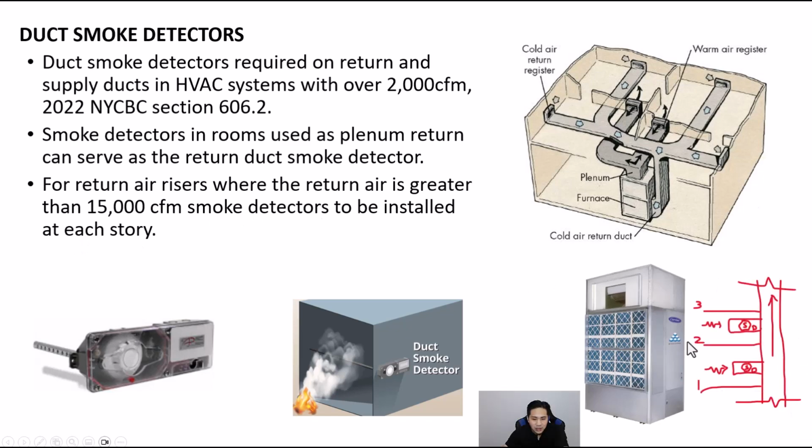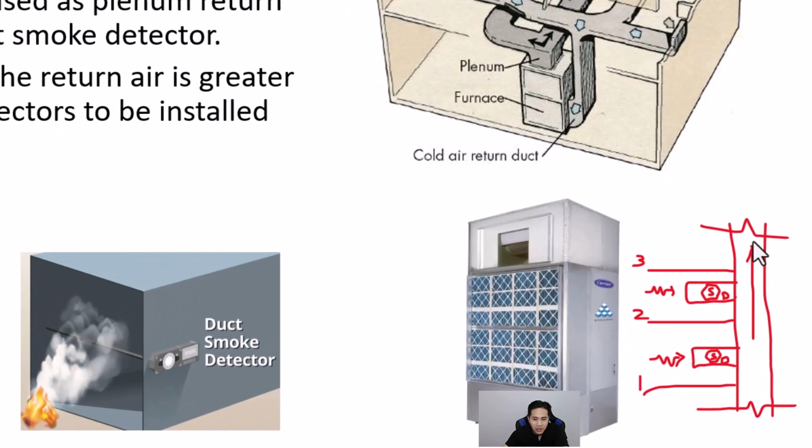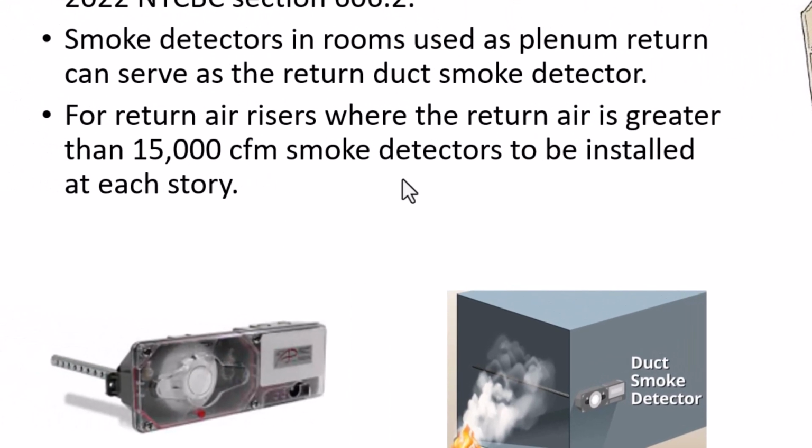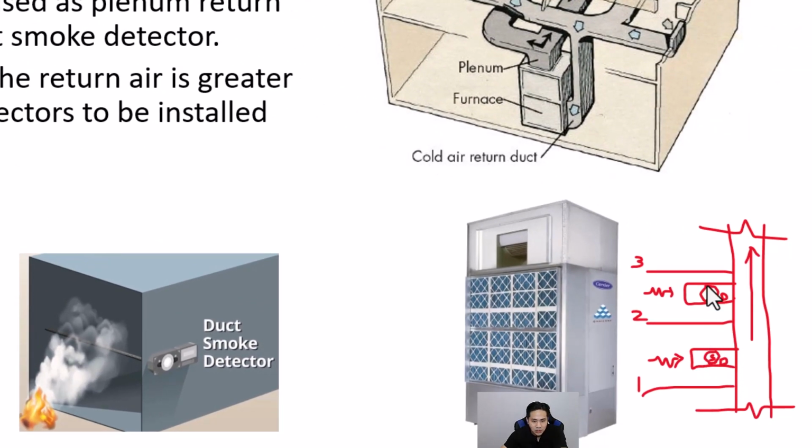So if you look at this diagram here, if this is the return air riser that goes to the HVAC unit somewhere above, and on each floor, first, second, and third, you have a return duct going into the riser. And if this total return airflow is more than 15,000 CFM, you would need these duct smoke detectors at the connection point to each riser, basically right before it connects to the riser and the first inlet. The smoke detector has to be within those 2 points.